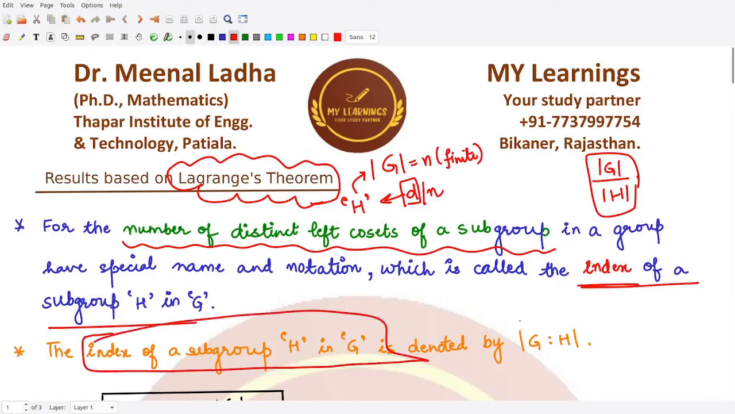To denote this thing, we use two straight lines, and within it we write H in G, it represents the index of this H within this group G, right? So this is the notation, and what does it tell us? It tells us that the number of distinct left cosets of subgroup, they are given by this thing, right?